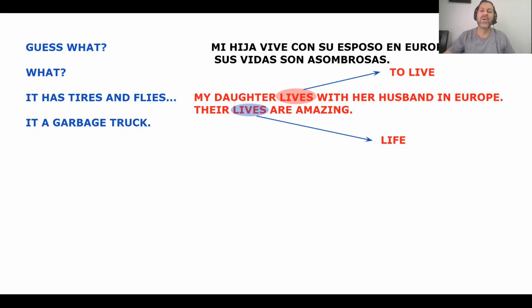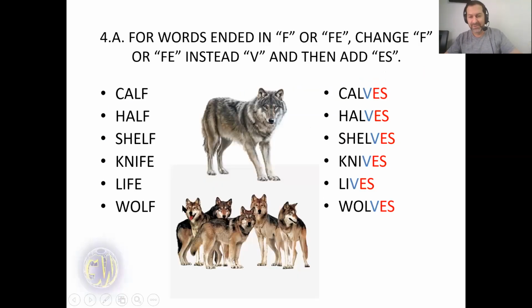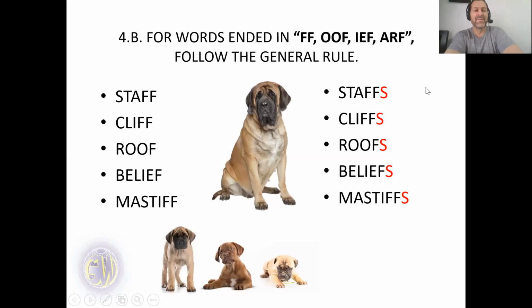Let's go back to our presentation. All right. We were talking about the rules for forming plurals in English. Now, the rule says that you have to think about the wolf, okay? The wolf, all right? Let's continue with another slide. Okay, rule number 4B. It says, for words ended in, let me show you, double F, double O F, I E F, A R F, follow the general rule. Okay. So all that you have to do is to add S. It's like an exception, right?